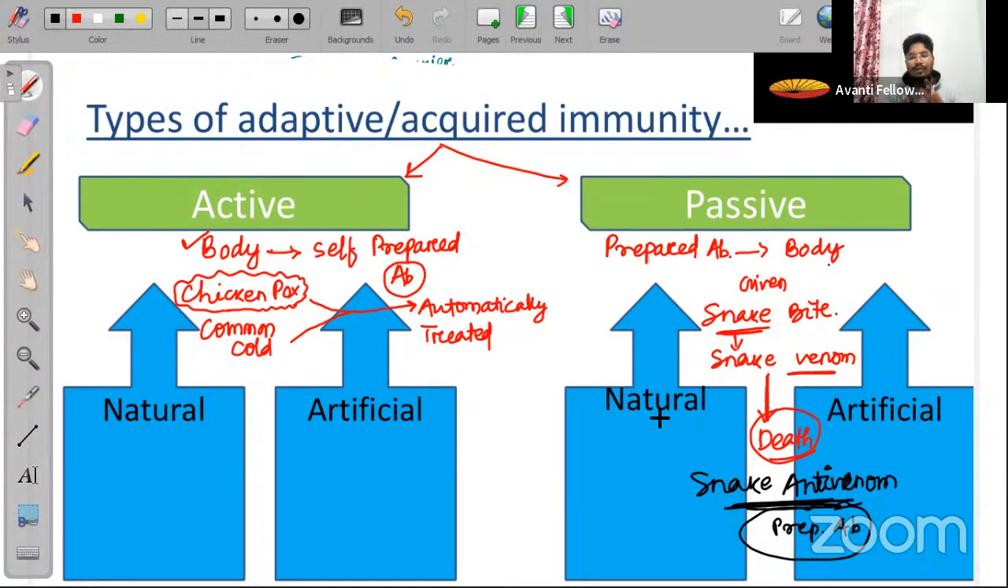We'll be talking about all these, artificial and natural, separately in the next slide. Active immunity again can be of two types, natural and artificial. Passive immunity again can be of two types, natural and artificial once again. I'm moving to the next slide, and there I'll be talking about that. Okay?